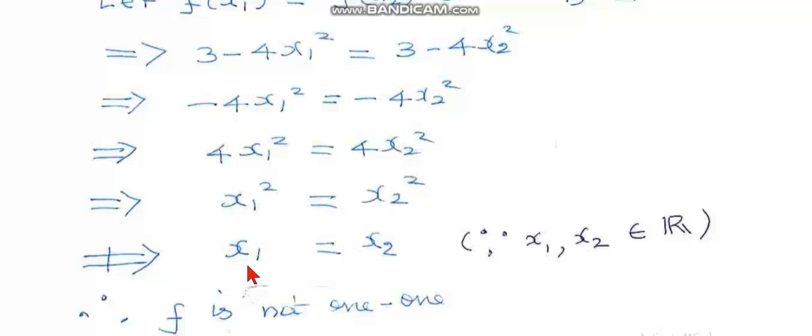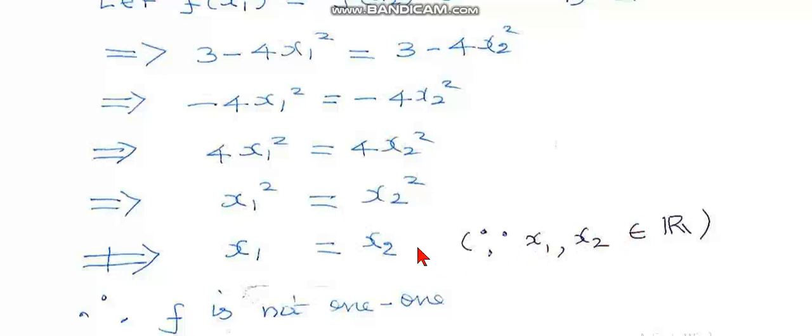That does not imply x1 equal to x2, because a squared equal to b squared implies a equal to b only when a and b are positive numbers. When a and b may be positive or negative, then a squared equal to b squared does not imply a equal to b. For example, 5 squared equal to minus 5 squared, but 5 is not equal to minus 5. So only when the power is odd, we can say x1 equal to x2. When the power is even, we can say x1 equal to x2 only when we know x1 and x2 are positive numbers. Here x1 and x2 are real numbers. They may be positive or negative.